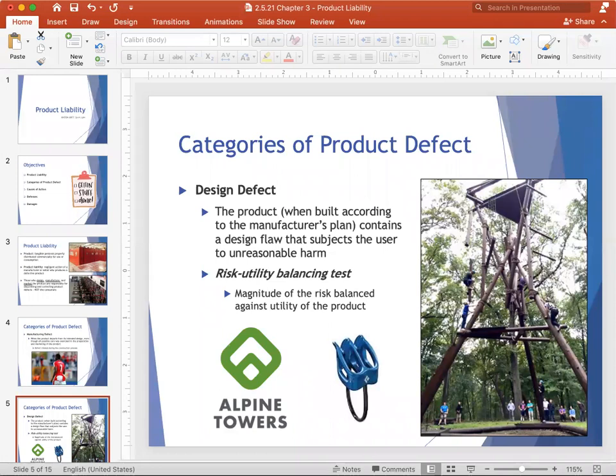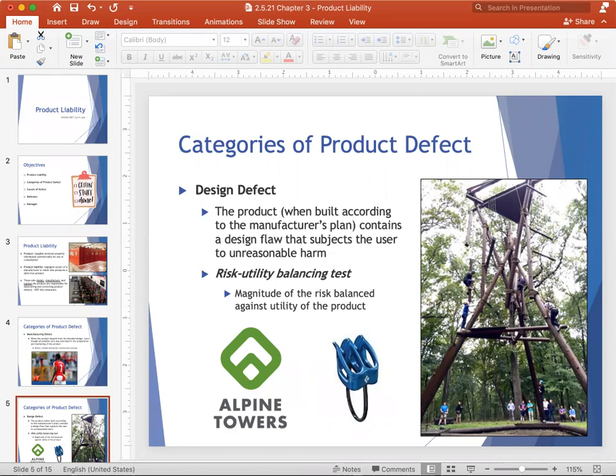Now, in this case, the designer is held to the status of an expert in that area. They should know what specifications are industry standard, what design will create a safe product to enter the marketplace. And when there is an injury that occurs, the courts will utilize a risk utility balancing test. They're going to compare the magnitude of the risk that was created by the design of the product compared to the utility of the product.